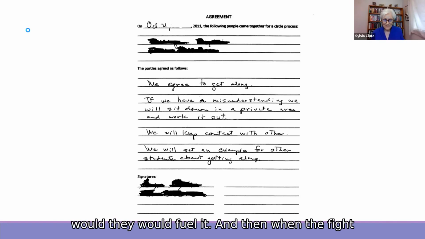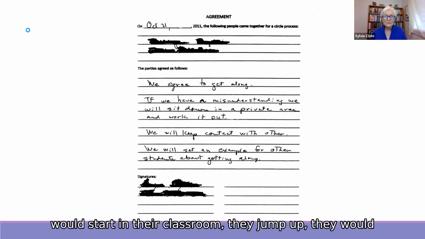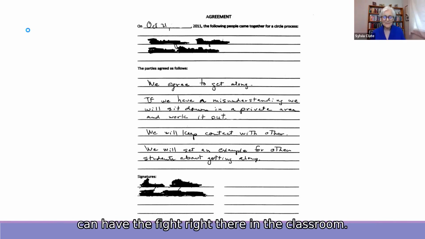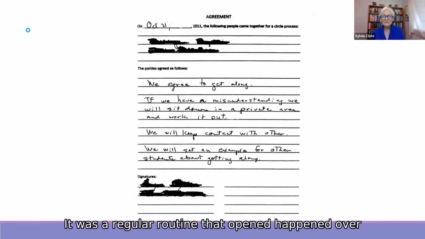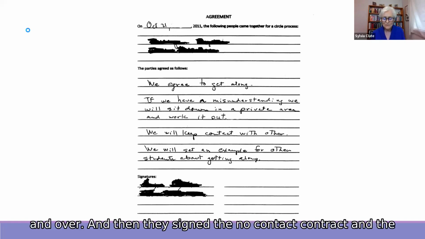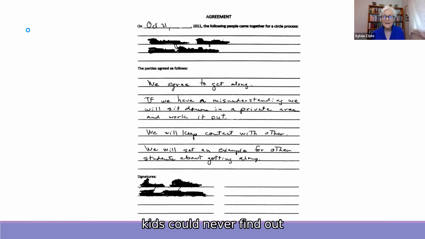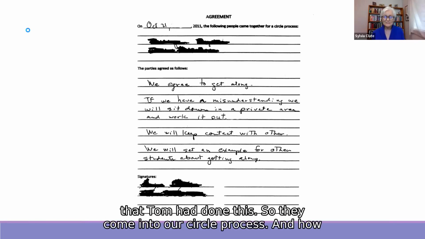And then when the fight would start in their classroom, they'd jump up, they would move the desks out of the way so that they can have the fight right there in the classroom. It was a regular routine that happened over and over. And then they signed the no contact contract, and the kids could never find out that Tom had done this. So they come into our circle process.